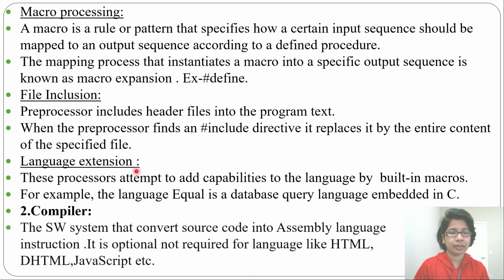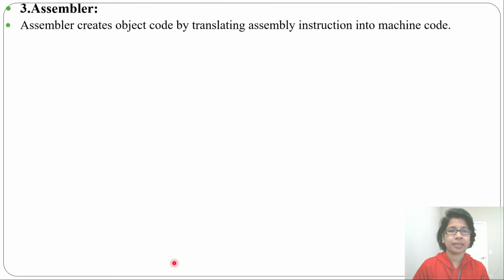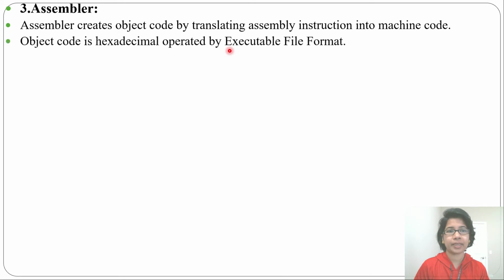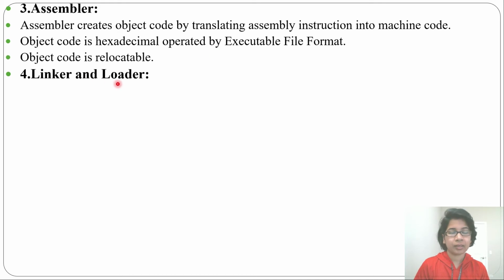Next is compiler, the software system that converts source code into assembly language instructions. It is optional, not required for scripting languages like HTML, DHTML, JavaScript, etc. Next is assembler. Assembler creates object code by translating assembly instructions into machine code. Object code is hexadecimal and operated by executable file format, or you can say EFF. Object code is relocatable.